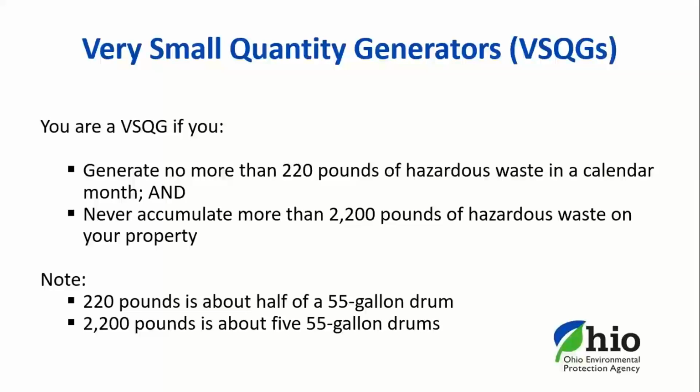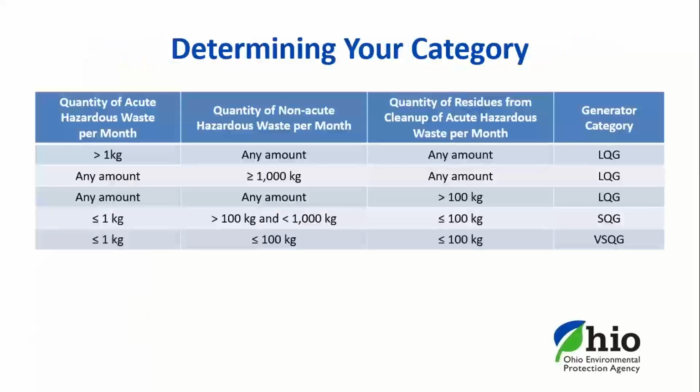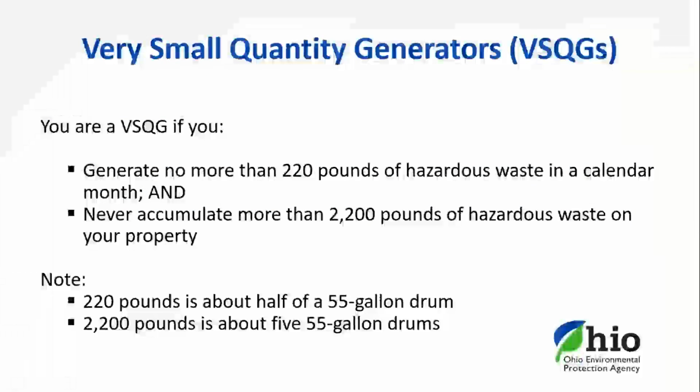VSQGs generate up to 220 pounds of hazardous waste in a month and never store more than 2,200 pounds of hazardous waste on site. Something you want to pay attention to if you're a VSQG or think you may be a VSQG is, I'll take you back to this other table here. This bottom row shows that if you generate 1 kilogram, which is about 2.2 pounds, of acute hazardous waste in a calendar month, that's going to bump you up to a large quantity generator. Just for reference, 220 pounds is about half of a 55-gallon drum, and 2,200 pounds is about 5 55-gallon drums. But that, of course, is going to vary depending on the density of your waste.